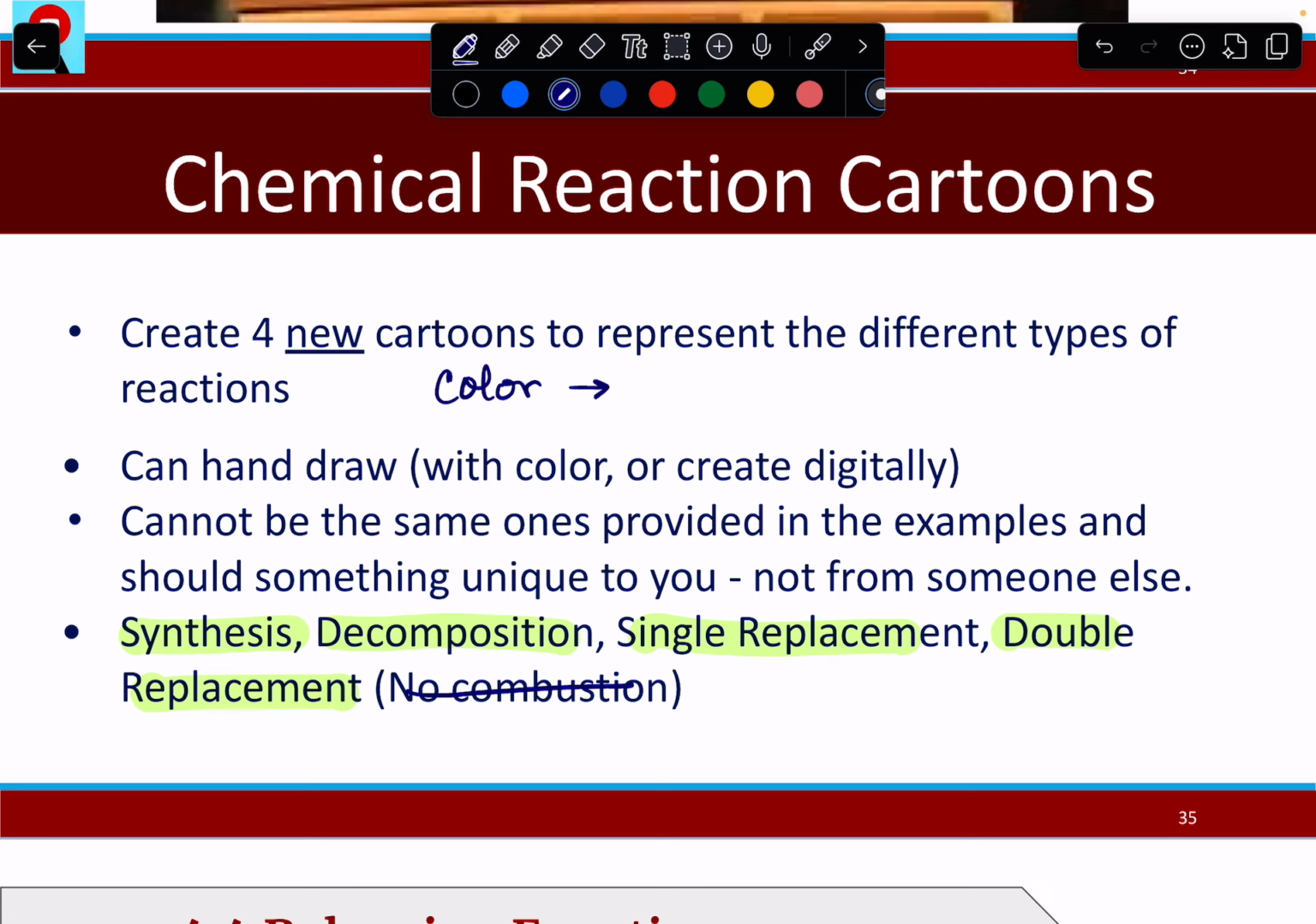You may not use the same ones that I provided. You need to think of something unique to you, not to somebody else. And so you will be graded on accuracy, originality, and just creativity in the cartoons that you are drawing. Okay, so again, synthesis, decomposition, single replacement, and double replacement.